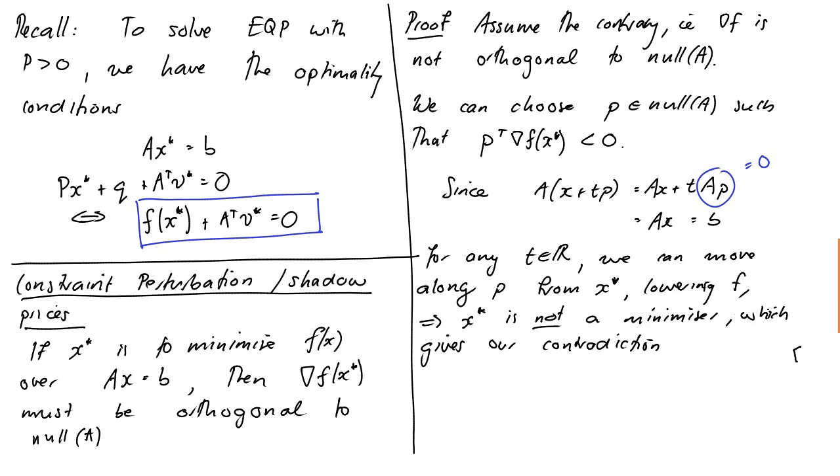Okay, so we've got the result that the gradient of our objective function f at an optimum must be orthogonal to the null space of this matrix A from our constraints. Okay, so let's just see what we can do with this. It's useful.